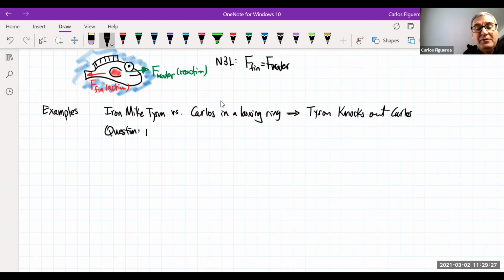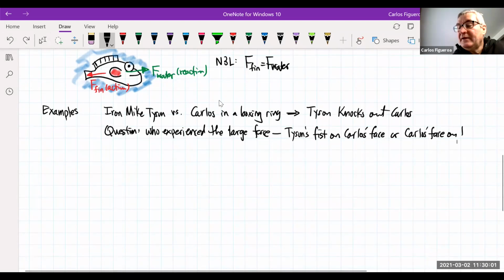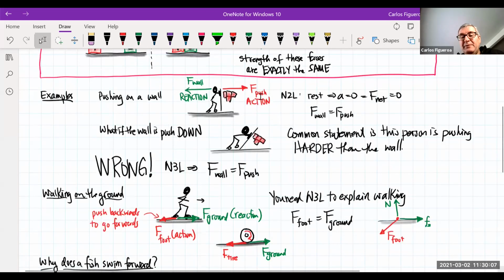Question. Who experienced the larger force? Right? Tyson's fist on Carlos's face, or Carlos's face on Tyson's fist?